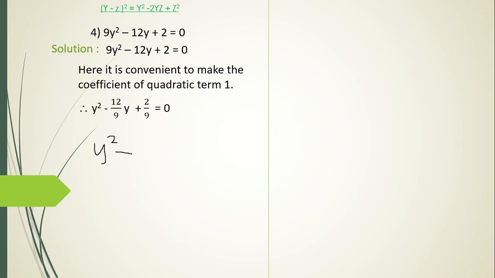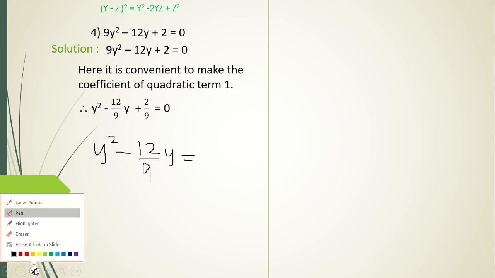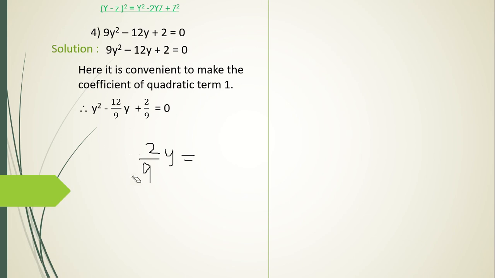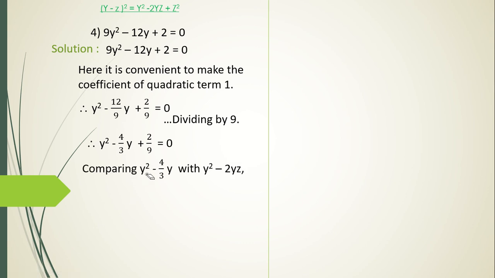y square minus 12 upon 9y with the first two terms here, y square minus 2yz. So this was dividing by 9. 3 3s are 9 and 3 4s are 12, again divide and reduce it further, we get this. Now comparing the first two terms, y square minus 4 upon 3y with y square minus 2yz of the formula.